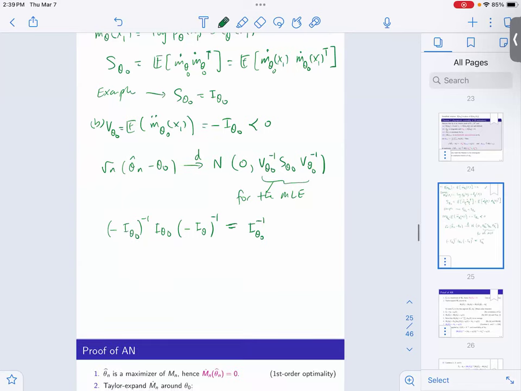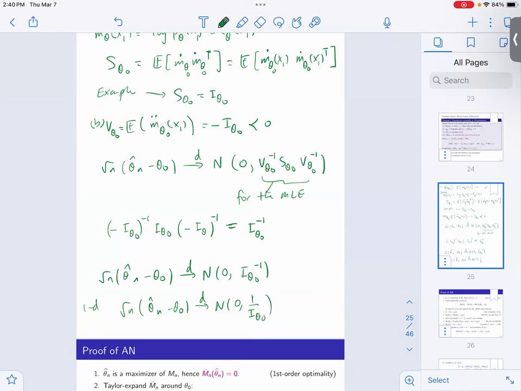So what this is saying is that under these regularity assumptions, which hopefully hold, your consistent MLE is asymptotically normal with mean zero and covariance matrix equal to the inverse of the Fisher information. So in 1D, root n (theta hat n minus theta naught) is normal with mean zero and variance one over the Fisher information. We also wrote it like this, if you remember. Okay, so this is the final result.